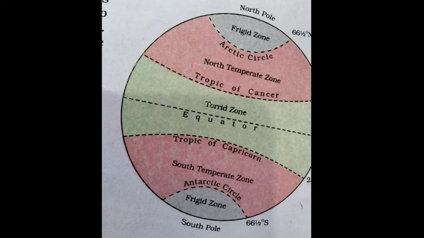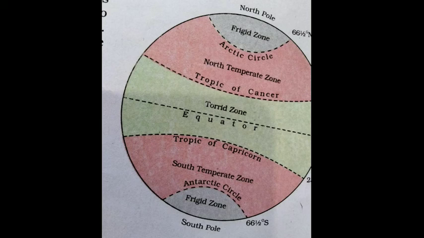Now the range between the Tropic of Cancer and the Tropic of Capricorn, that is 23 and a half degrees north and south of the equator, would be known as the torrid zone. The region between the Tropic of Cancer and the Arctic Circle in the north, and the region between the Tropic of Capricorn and the Antarctic Circle in the south would be known as the temperate zone, since the temperature would be moderate.